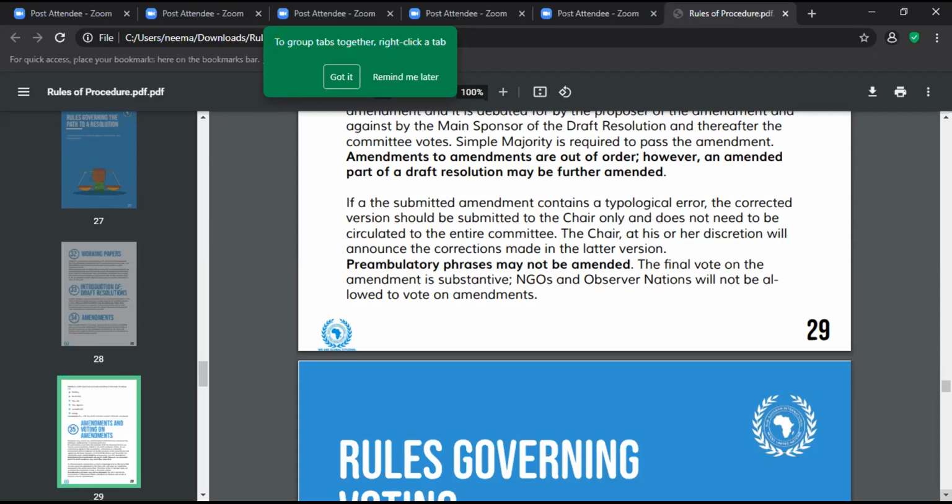Final vote on amendment is substantive, meaning, from the way I've understood it, it involves a matter of major or practical importance to all concerned. I think for all members that are present, the way I've understood it. In case Glory or Mercy, I'm wrong, kindly correct me. And then NGO and observer nations will not be allowed to vote on amendments.